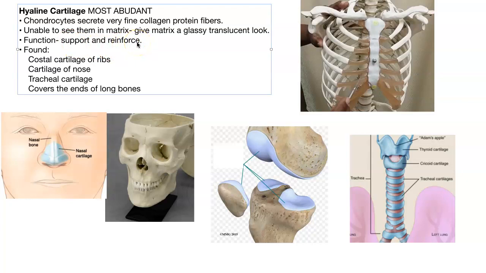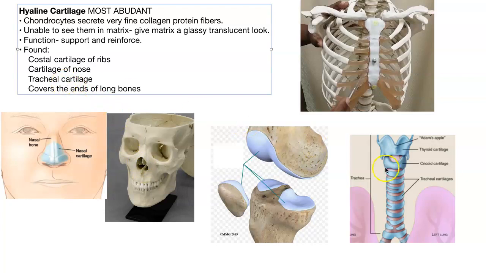So where do we find it? The costal cartilage of ribs. So here's our skeleton model. This is all bone. This is costal cartilage. This is all hyaline cartilage. The cartilage of the nose. So this is all hyaline cartilage. When you see a skeleton, this is just an empty hole because the cartilage is here. The cartilage forms the structure of your nose.